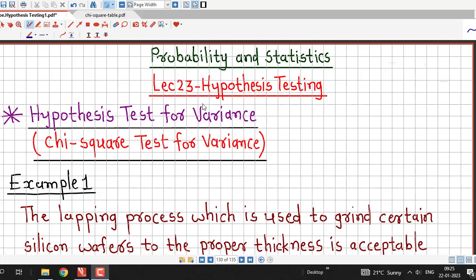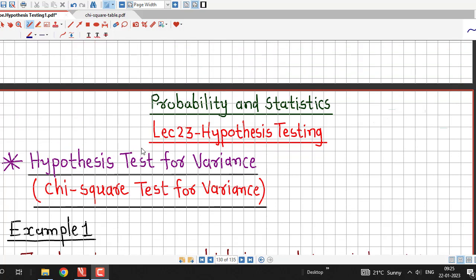In lecture number 22, we have seen hypothesis test for population variance and we have discussed how we can conduct chi-square test for population variance.